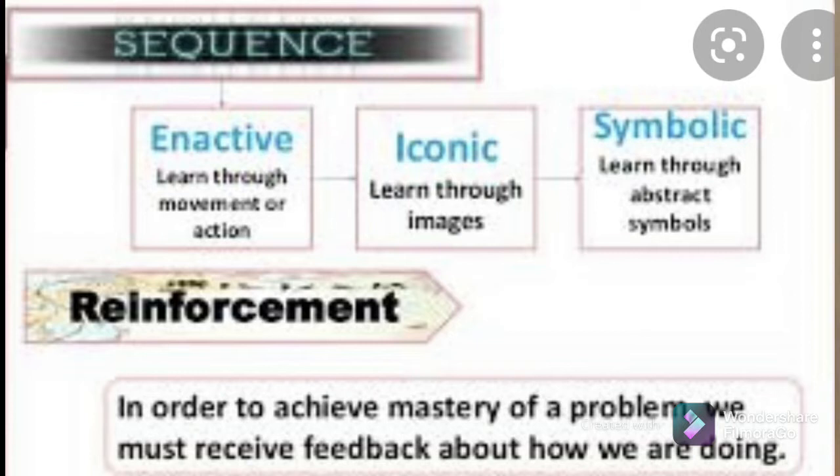And of course, the third type of representation is the symbolic representation. Please remember that representation has three stages. The first stage, which is the lowest stage, is called enactive representation. It is followed by iconic representation, and the third is called symbolic representation. Now, in symbolic representation, the students are taught to have the ability to think in abstract terms. The most common symbols used in symbolic representation are language and mathematical notation.